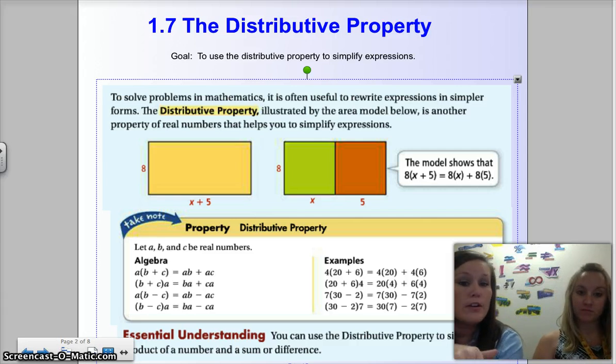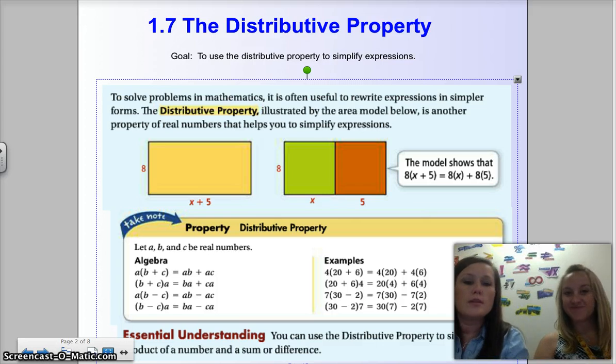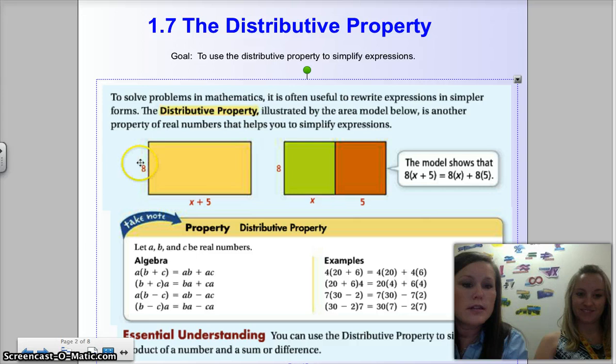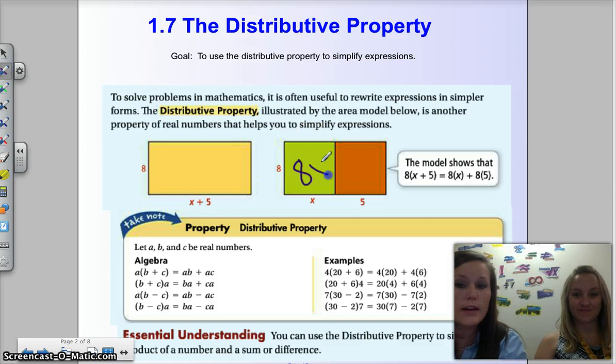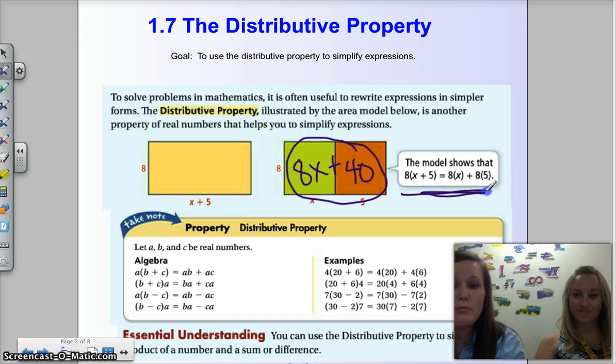If you look at this area model, we've got 8 as our length, x plus 5 as our width. They've simplified it out so that we have 8 on this side and x. We know that 8 times x is 8x, and 8 times 5, or length times width, is going to be 40. So the inside area of this is 8x plus 40. That would be my total. That's how the model works.